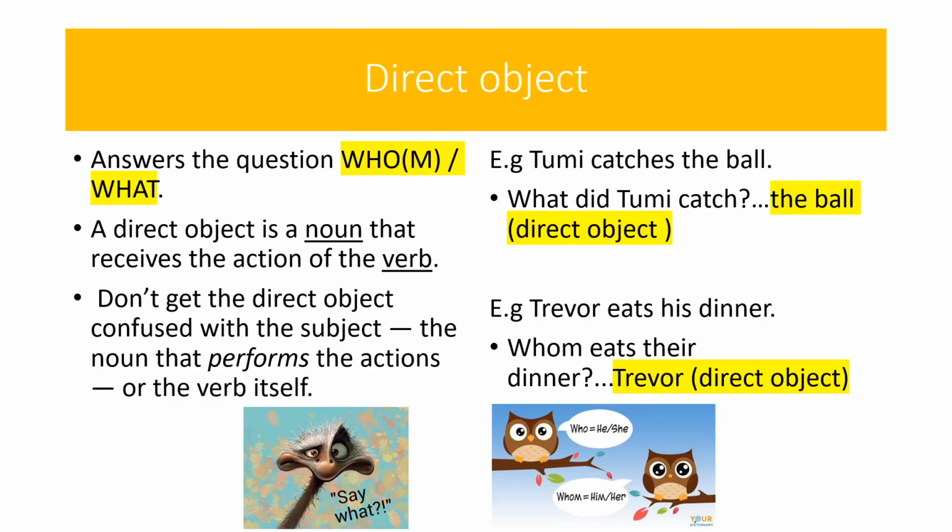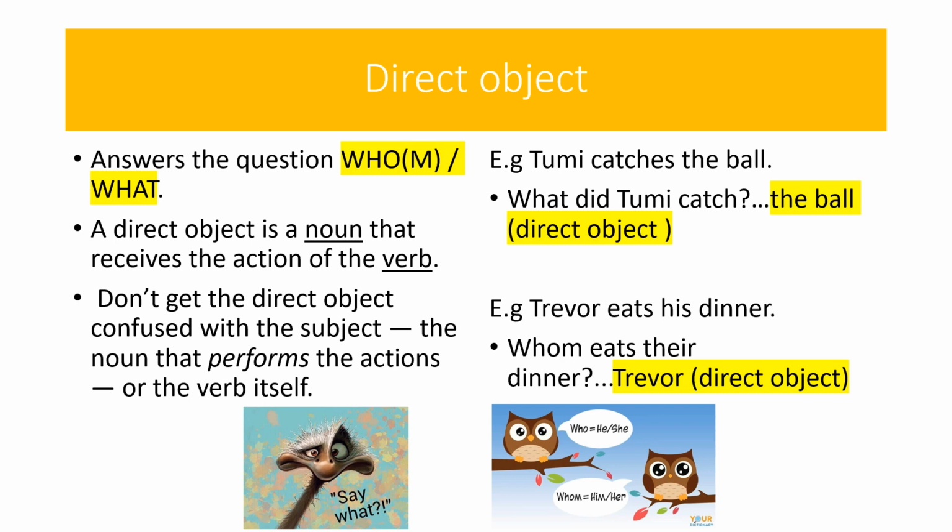Now, let's go into a little bit more detail about the different types of objects. Firstly, you get the direct object. It answers the question to whom or who or what. So, a direct object is a noun that receives the action of the verb. Now, I know that sounds complicated, but just hold on.